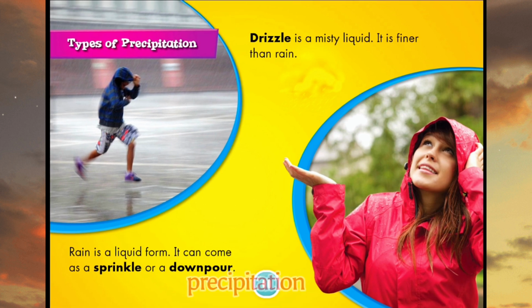Types of precipitation. Rain is a liquid form. It can come as a sprinkle or a downpour. Drizzle is a misty liquid. It is finer than rain.